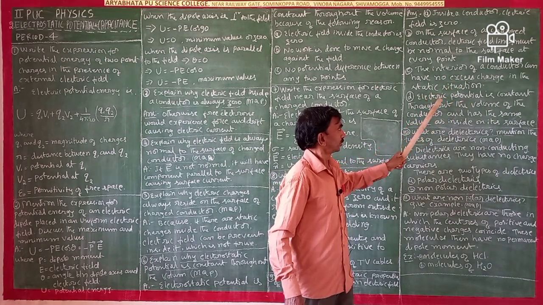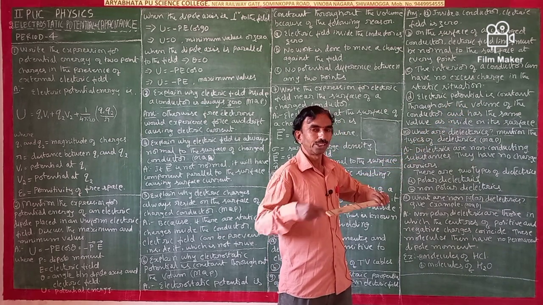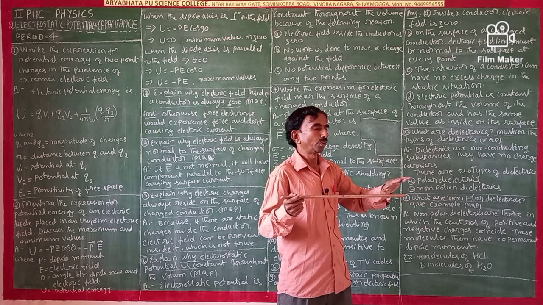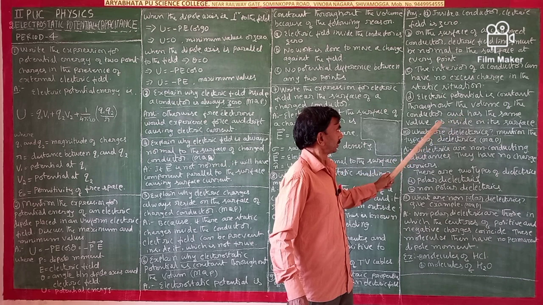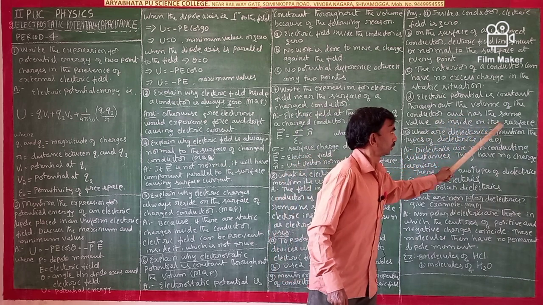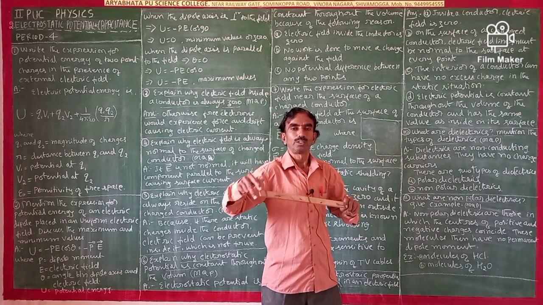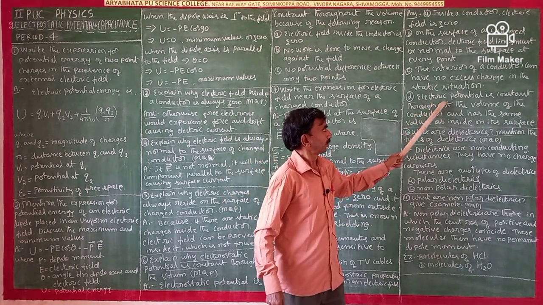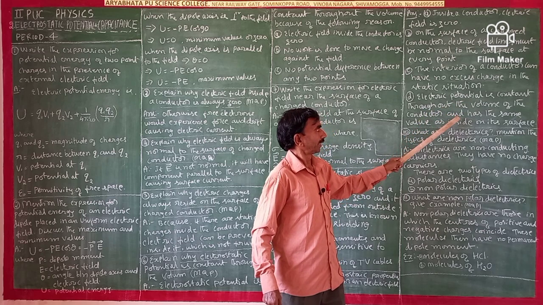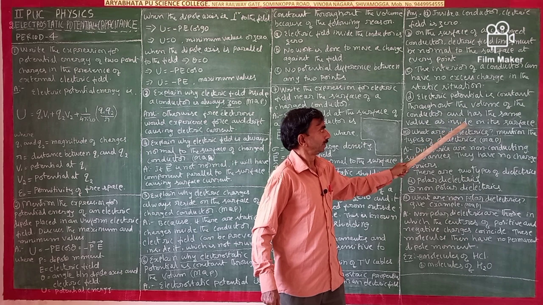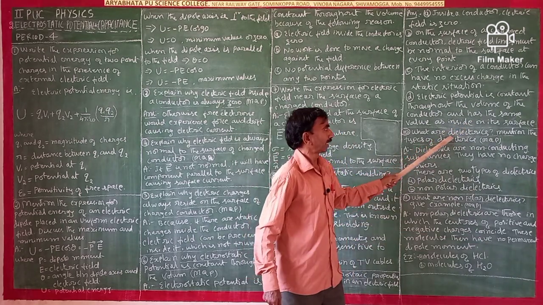The electric potential is constant throughout the volume of the conductor and has the same value inside as on its surface. So that's it.